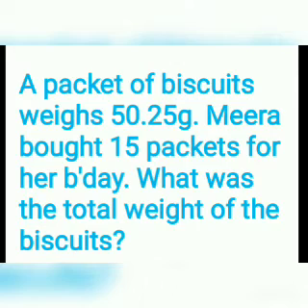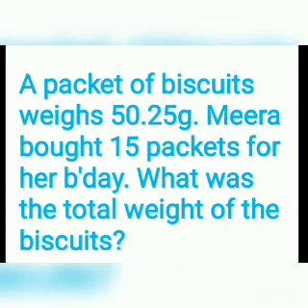Now one word problem we can do. A packet of biscuit weighs 50.25 gram. Meera bought 15 packets for her birthday. What was the total weight of the biscuits? So here the weight of one packet of biscuit is given, and the number of packets is also given. We have to find out the total weight of the biscuits.